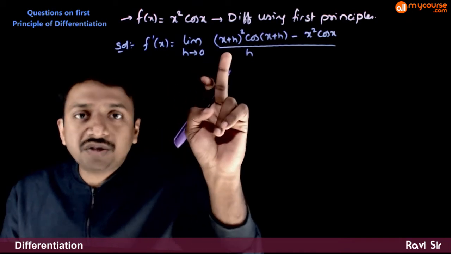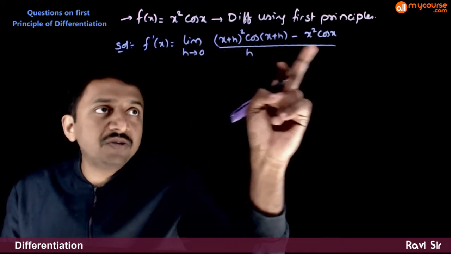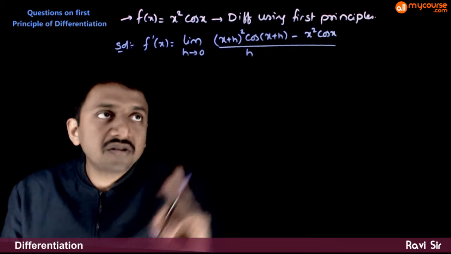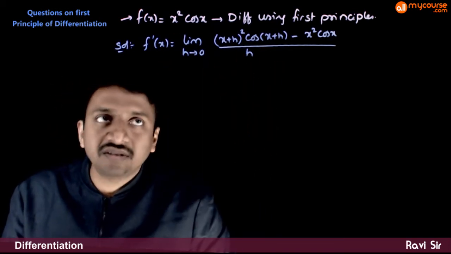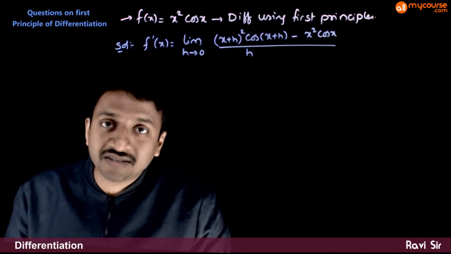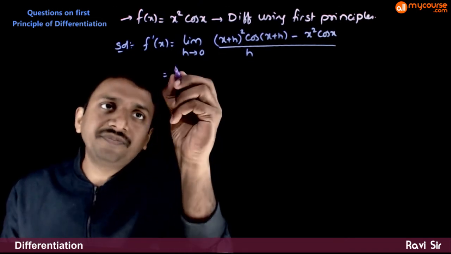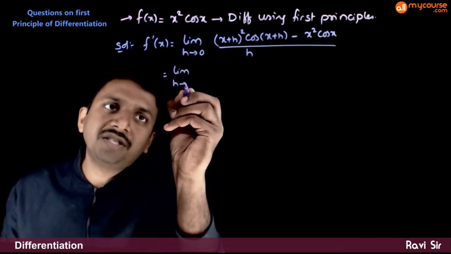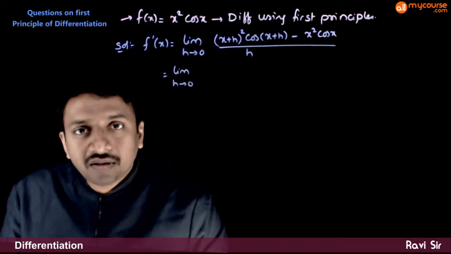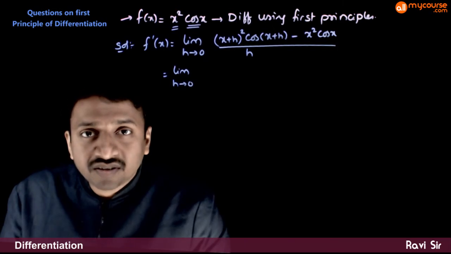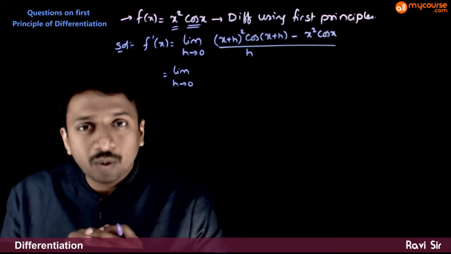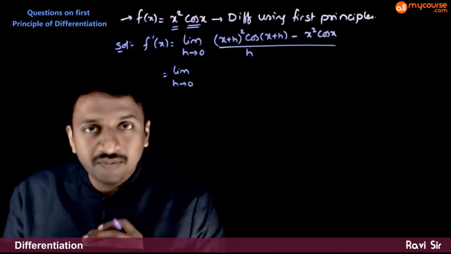So limit h tends to 0 of f of x plus h minus f of x by h. If we can find this limit, that is nothing but the differentiation of this. So let us see how we can find this limit. That is equal to limit h tends to 0. Whenever you have a product of two functions, use a standard way to find the limits here.